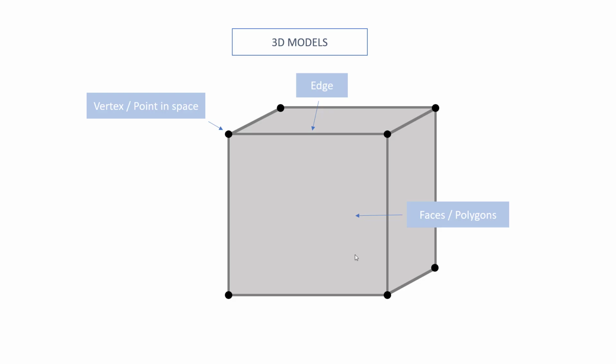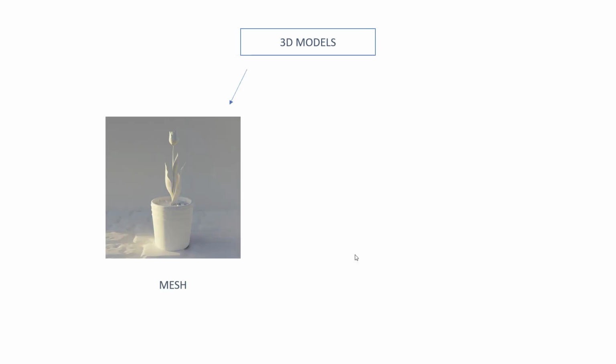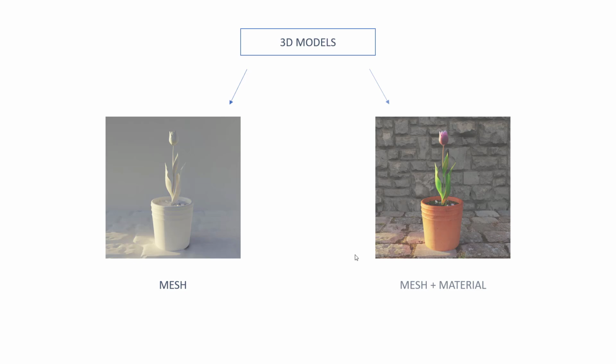In order for a 3D model to be complete and look realistic, we need one more thing, right? Which is called a material. We talked about materials a little in a different video, but in the future we will talk a lot more about them, and we will show you how exactly you can create a material. So let's see some examples. For example, this is a mesh without any materials, and this is a mesh with materials.